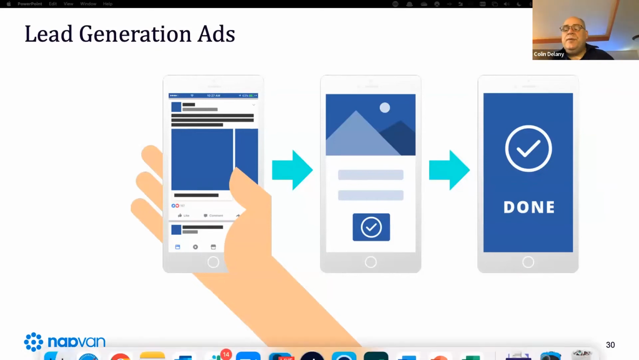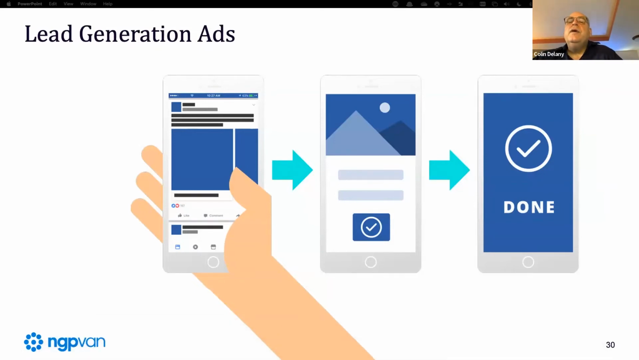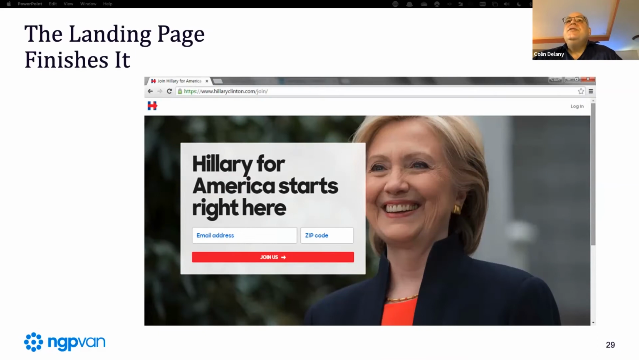So these ads that we were just talking about, those were ads that were pointing to an action or a petition on the candidate's website. This was the way that we did list building through Facebook for a long time. Now we can go to the next slide. Facebook a few years ago rolled out a product called lead generation ads, which we could, Craig, if you go to the next slide.